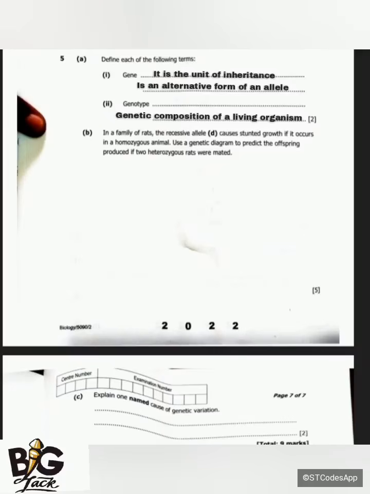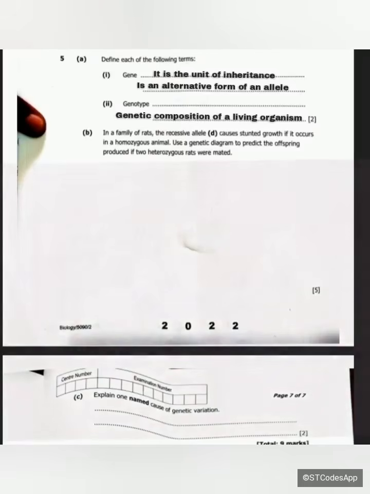Now this one is saying we need to use a genetic diagram to predict the offspring produced if two heterozygous rats were mated. They have given us the letters to use. Small letter d represents the recessive allele, and capital letter D represents the dominant allele. The first thing you need to start with is the phenotype, which is the outward appearance of a living organism. So the phenotype here, we can say the male rat crossed with the female rat.